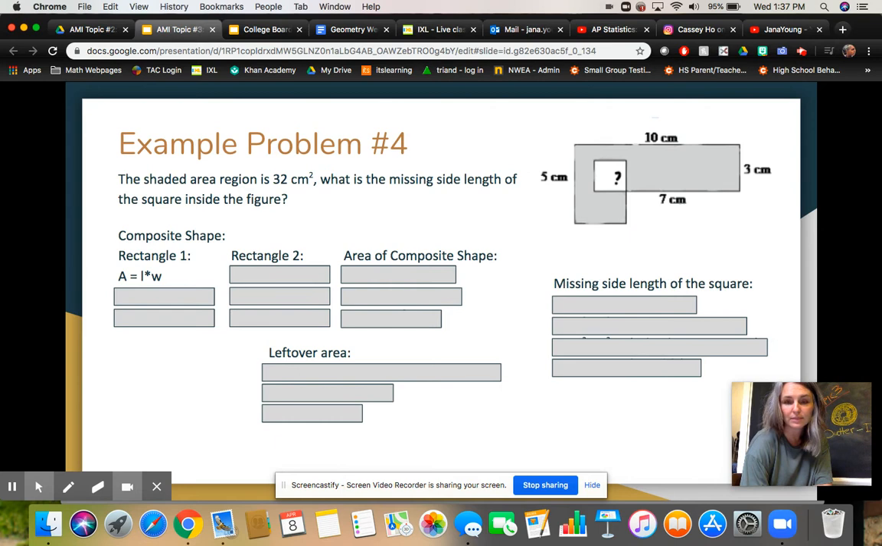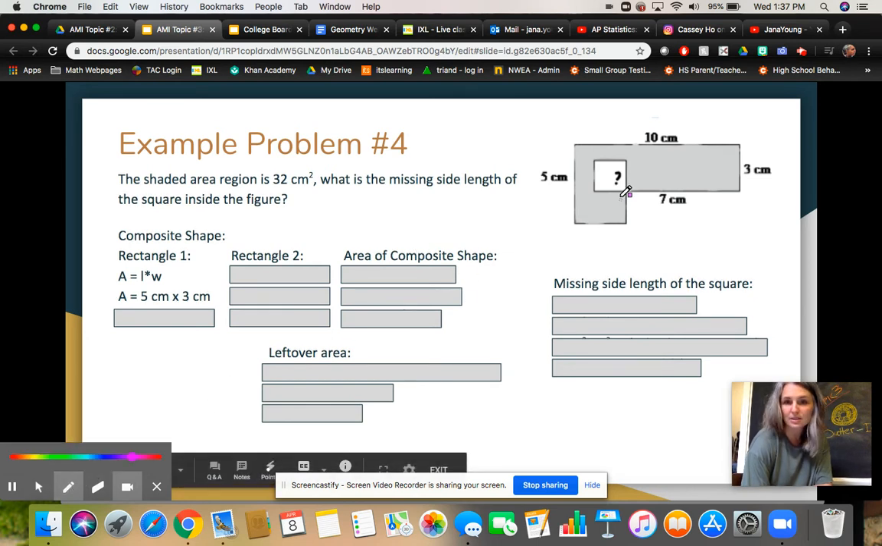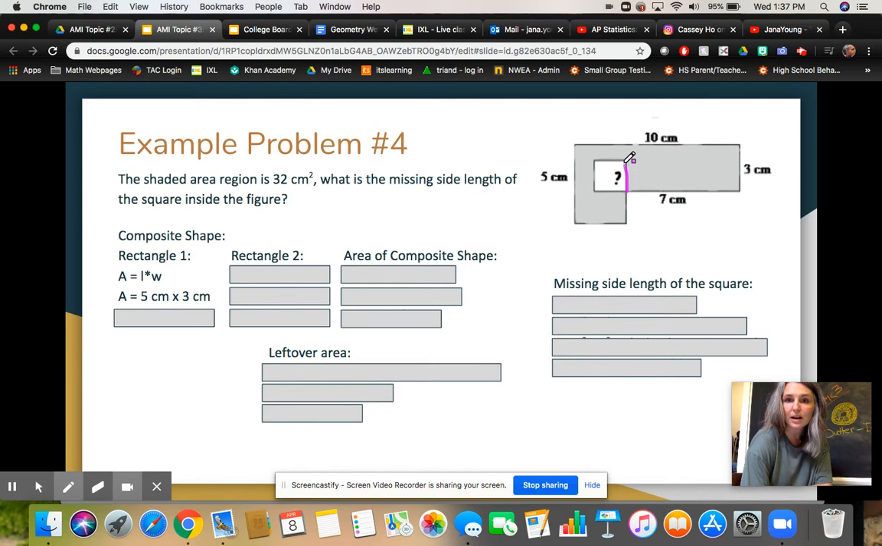Rectangle 1, length times width. We're doing 5 times 3. What we're doing here is we're splitting this up right here. And we're saying, okay, if this part's 7, then this part has to be 3, because 3 plus 7 is 10, right? Making the area of this first rectangle, let's call it rectangle 1.